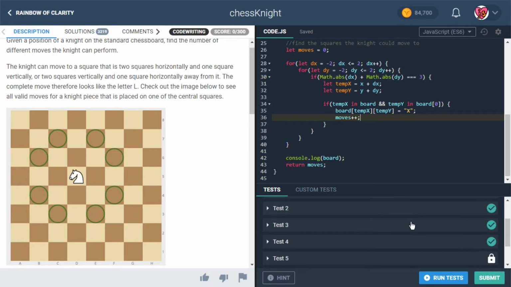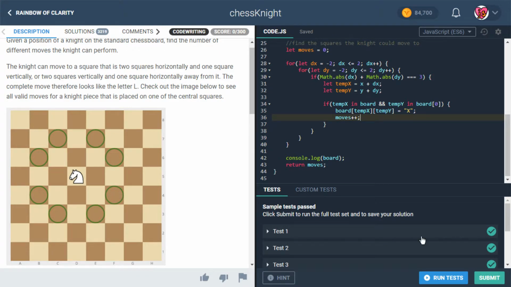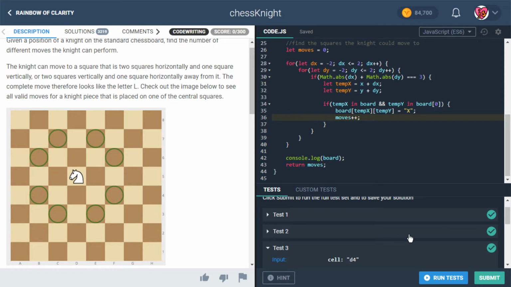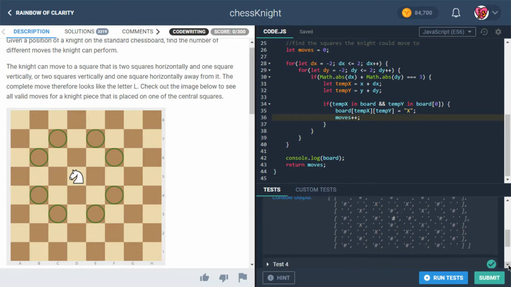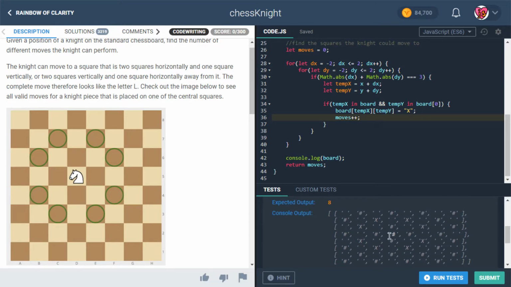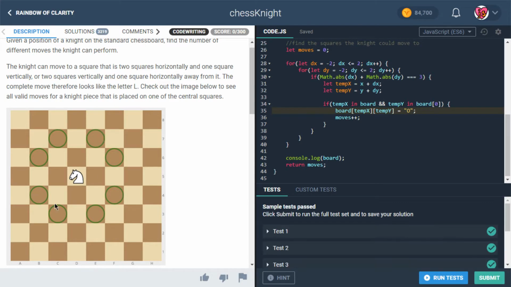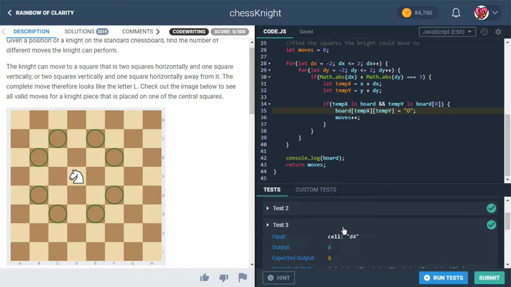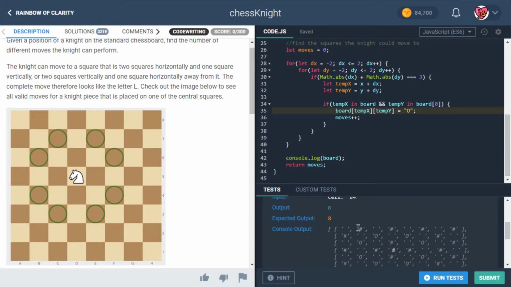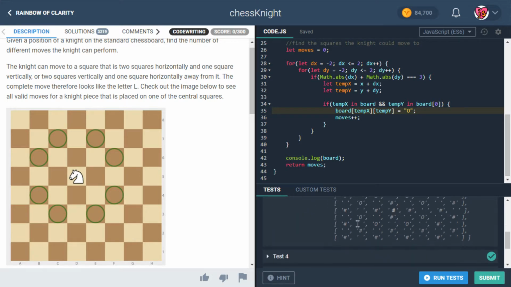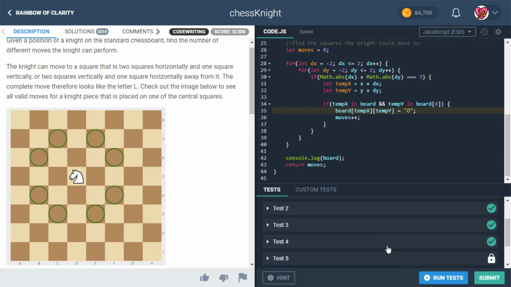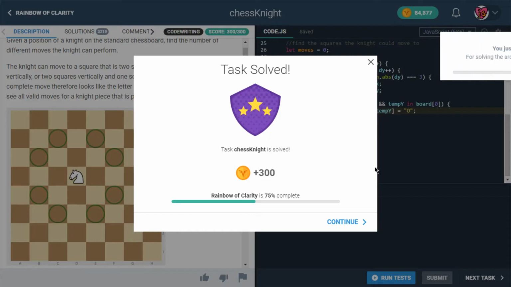Nice. Okay, good. So that's passing all of our visible tests. And not only is it passing them, but it's giving us this cool little console log here that shows us where the knight is on the chessboard. It shows us all the spots that the knight can move to. And actually, I'm going to change this to capital O, just to emulate what they have over here, to make it look more like the picture over here. That's awesome. So nice to have a visual to go along with that. Let's go ahead and submit that now.